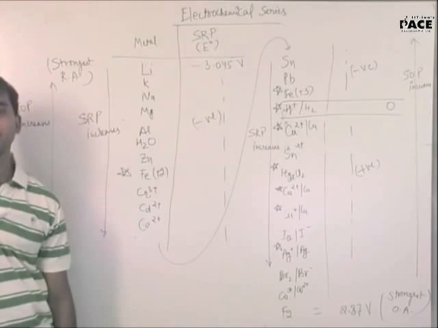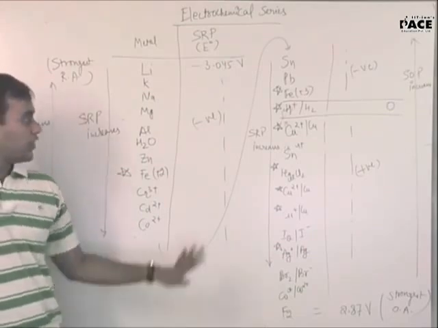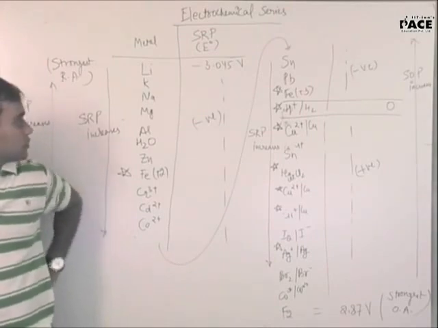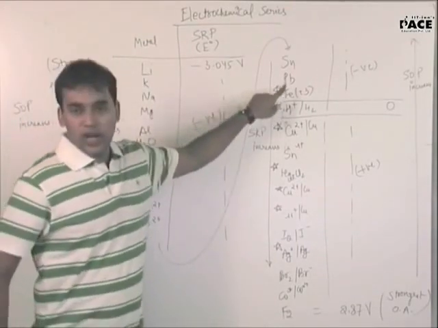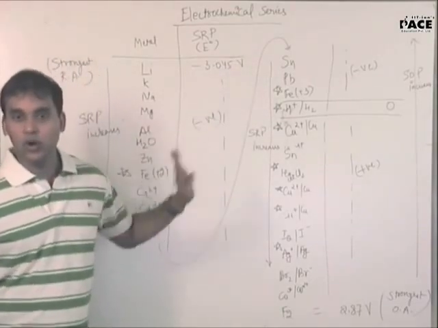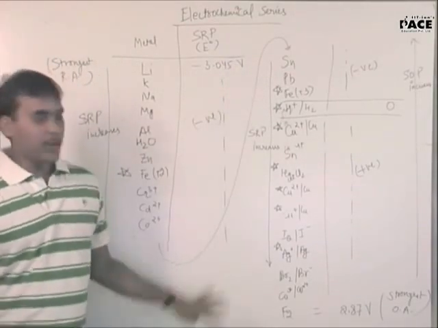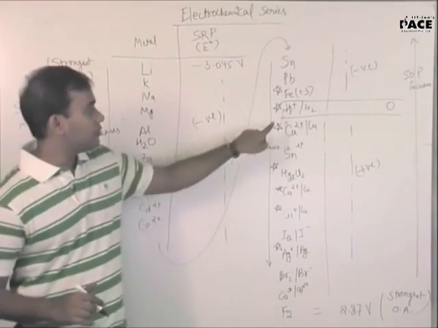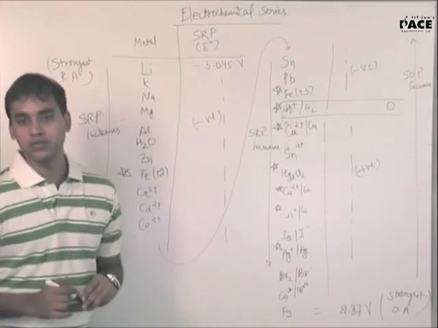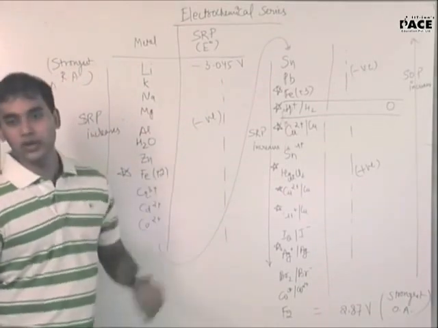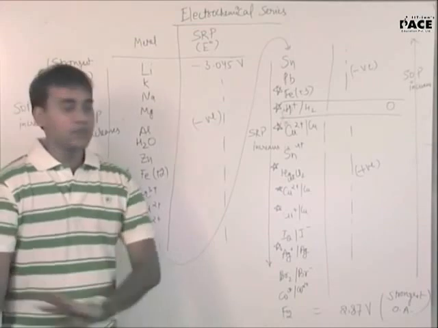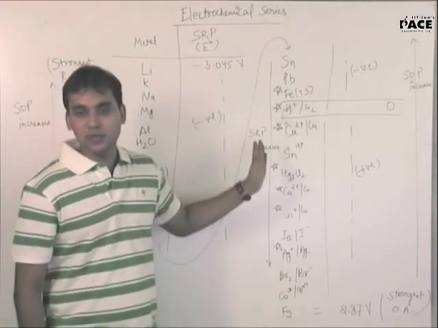Clear? Yes, sir. Okay. So now a simple question, answer this. Suppose I take any one from these which are below hydrogen in SRP, with a negative SRP value. If I want to use them with hydrogen as an electrode, should they act as a cathode or anode? Anode. Yes. Why? Because all these have SRP less than H plus.